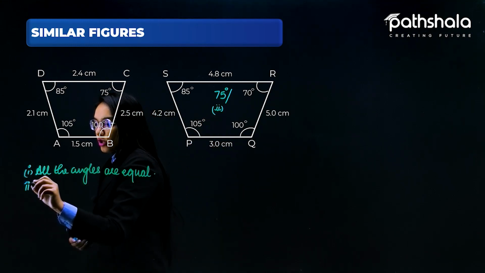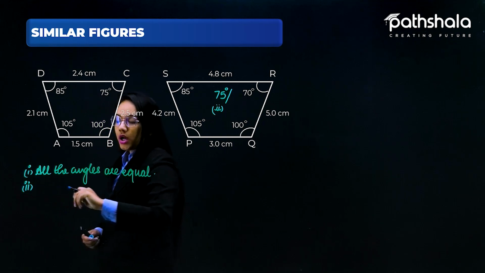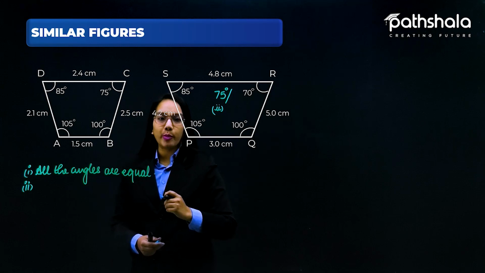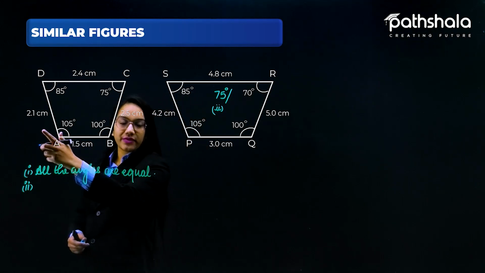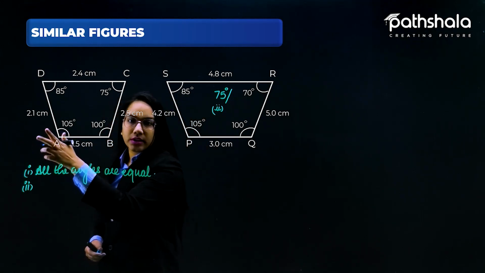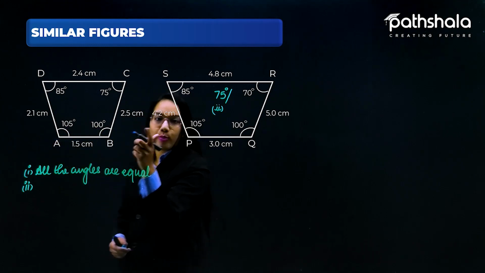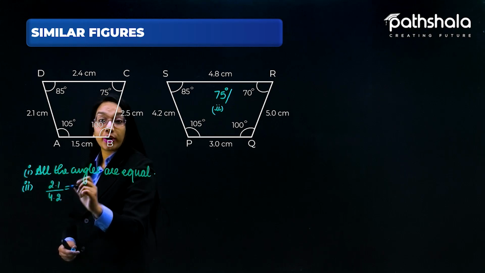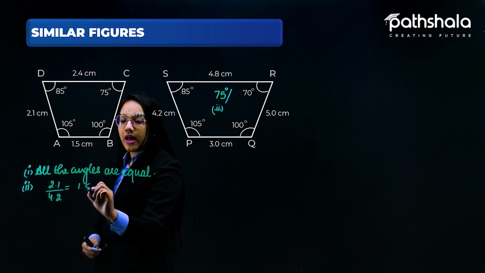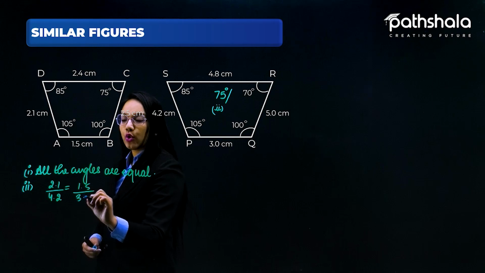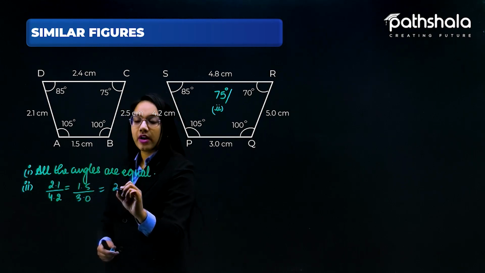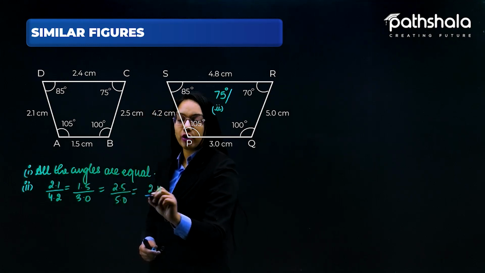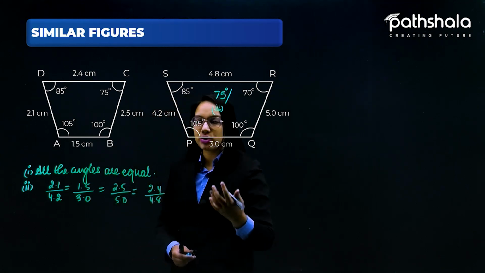And the second one was that we have to prove that the ratios of the corresponding sides are equal. Let us take the ratio of these two sides: we have 2.1 and this is 4.2. Then 1.5 and the second one is 3.2. Further, 2.5 and 5.2, and further 2.4 and 4.8. Let's see whether these ratios are equal or not.